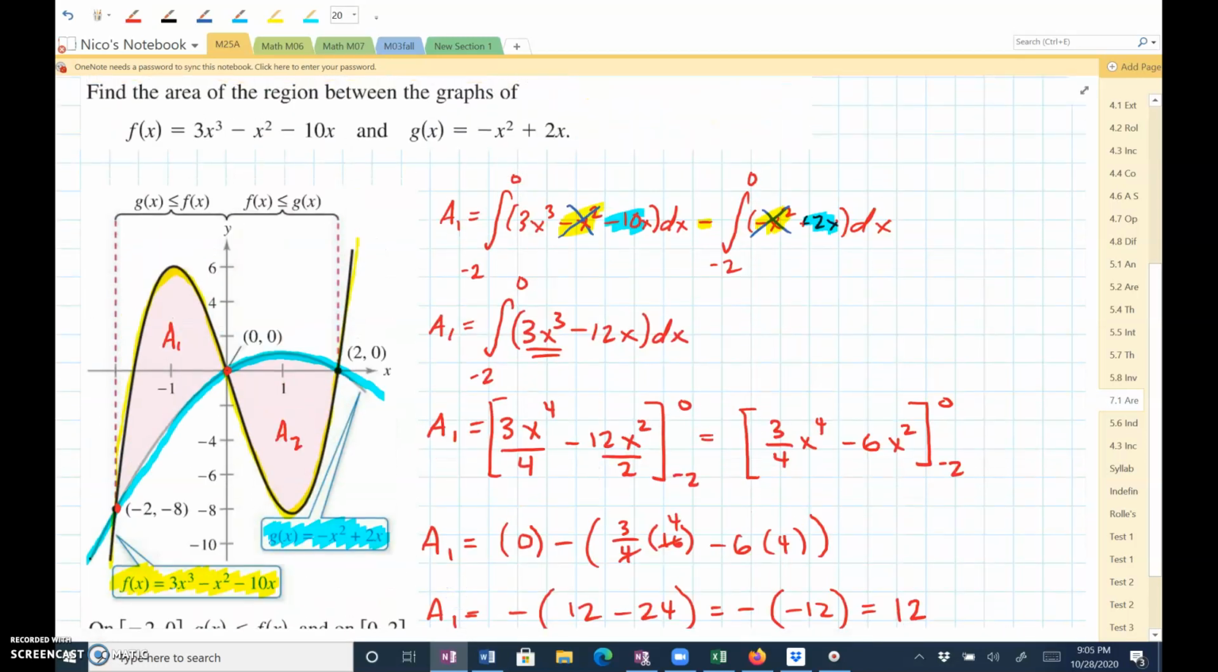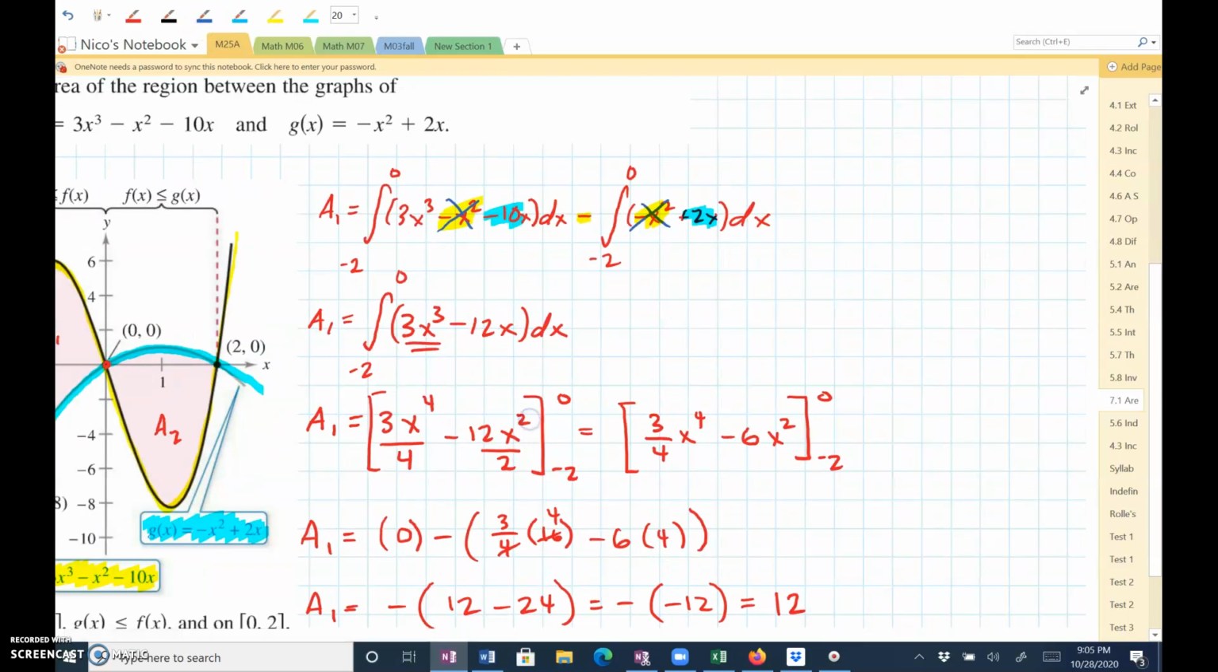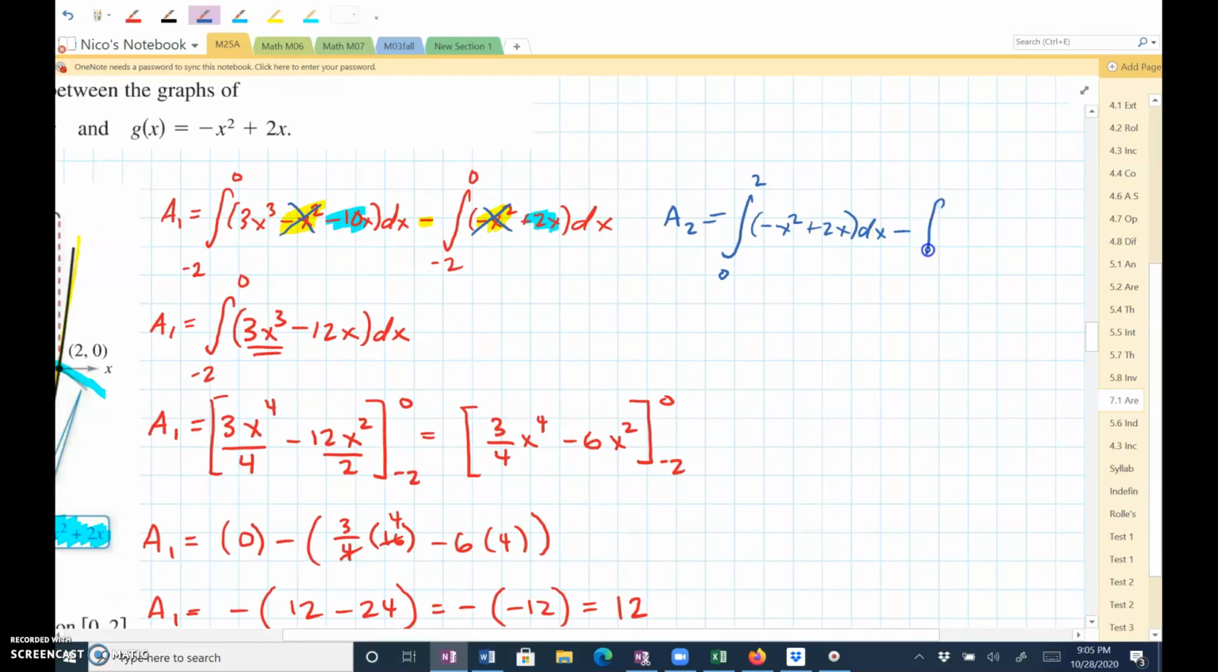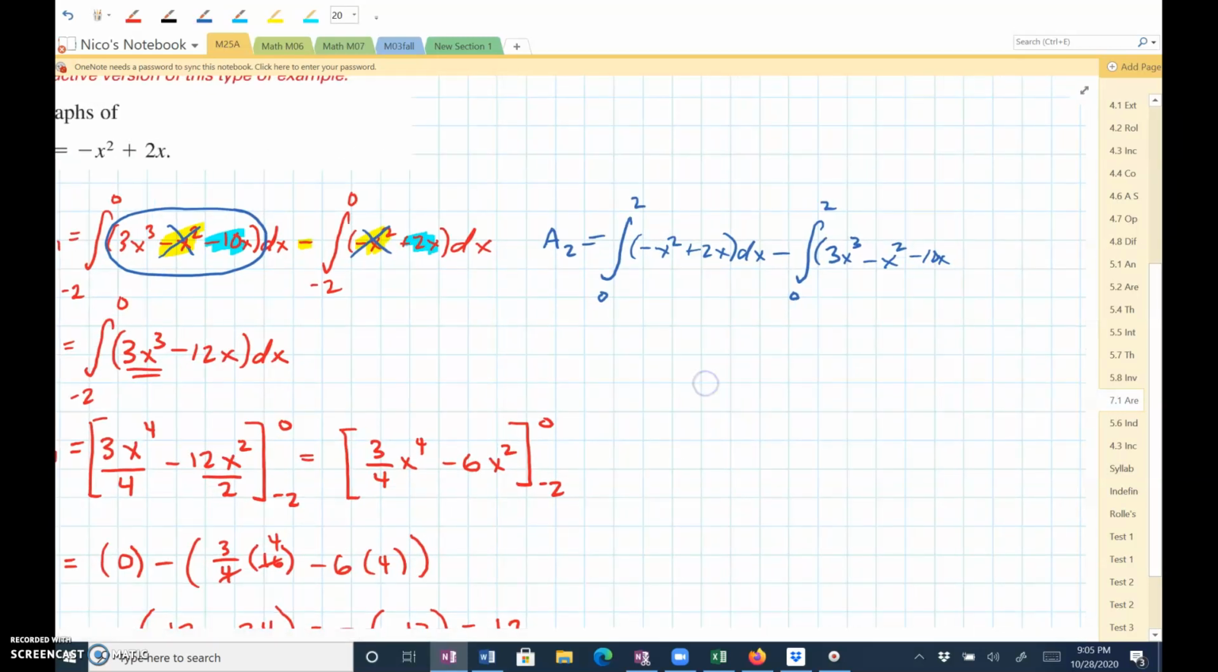Now we need to do area 2. So area sub 2, now the top function, the integral is going to be from 0 to 2, and the top function is negative x squared plus 2x dx minus the bottom function, again from 0 to 2, this time this would be the bottom function, so 3x cubed minus x squared minus 10x dx.